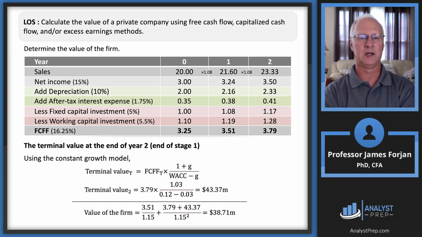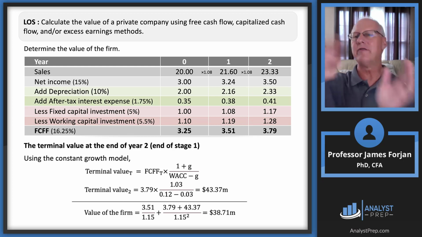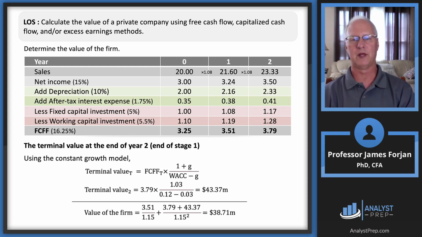All right, so let's go ahead and compute terminal value there for time period 2. Notice there's a subscript 2. We're going to take the 379, which is the free cash flow in year 2, and then add the present value of everything past that, which turns out to be 4337.